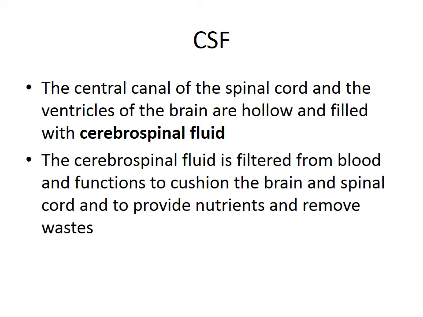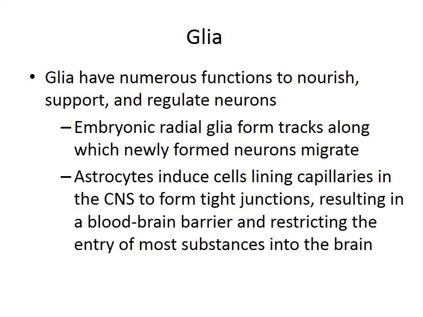The central canal of the spinal cord and the ventricles of the brain are hollow, and they're filled with a fluid called the cerebrospinal fluid. The cerebrospinal fluid is filtered from the blood, and it functions to cushion the brain and the spinal cord and to provide nutrients and also to remove waste. So basically, it's the interstitial fluid of the central nervous system.